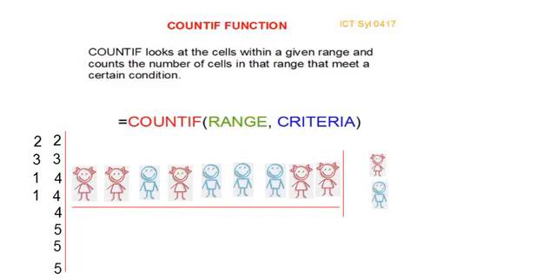Basically we are saying with the Countif function, it looks at the cells within a given range and then counts the number of cells in that range that meets a certain criteria. So what is important here is the condition or the criteria.